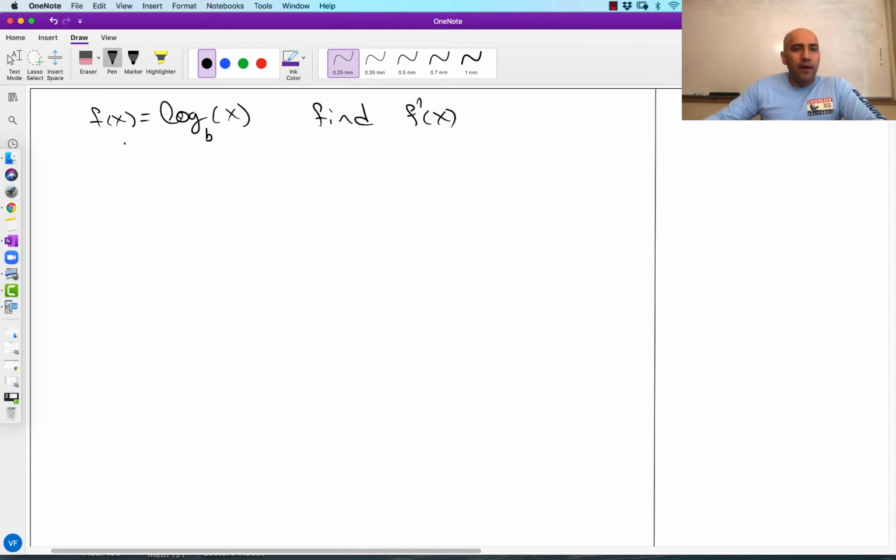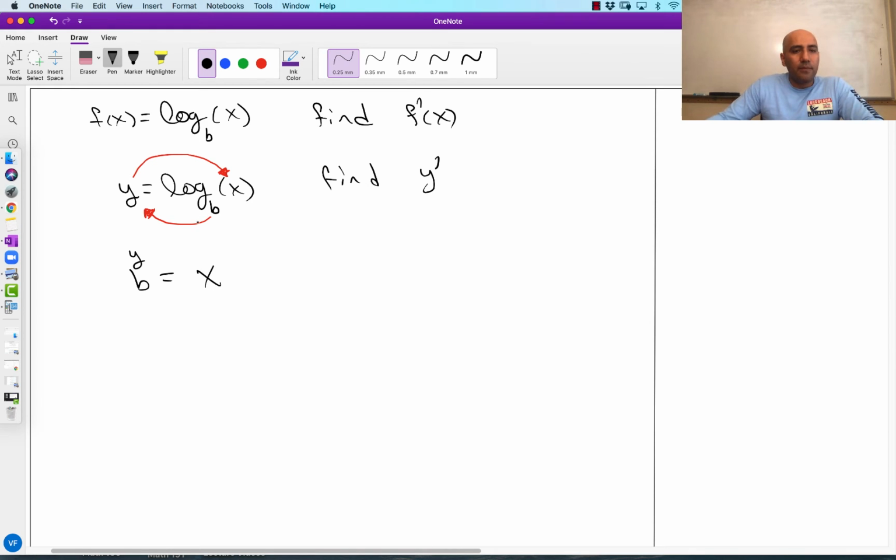To do that, I'm going to begin by rewriting it. So f of x equals log base b of x, I'm going to rewrite it using y notation. So this is the same thing as y equals log base b of x, and we're asked to find y prime. Different notation, same thing. Okay, so working with this, we know from our properties of logs that this base written to the power of that must be equal to this. So we can find an equivalent statement written in exponential form: b to the y power equals x. Keep in mind, we're still interested in this guy. This is what we want to know.